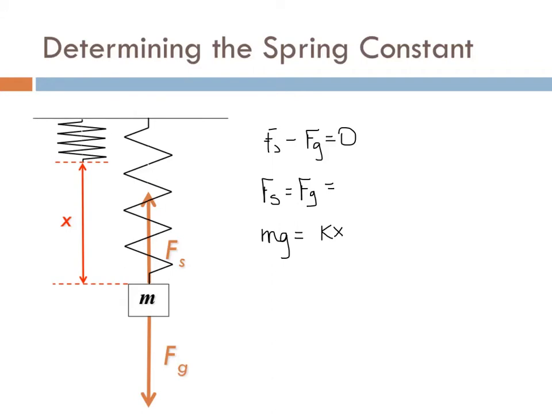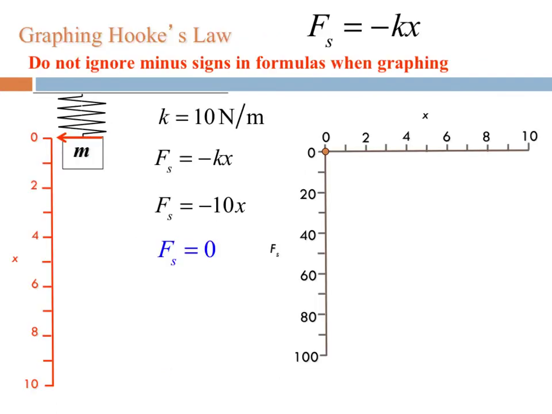So here, if I'm asked to solve for the spring constant, which is k, I simply divide by the distance it was displaced. So it would be simply equal to mg divided by x. Now, if you're asked to graph Hooke's law, or if you're looking at a graph of force and displacement, then you cannot ignore that negative.